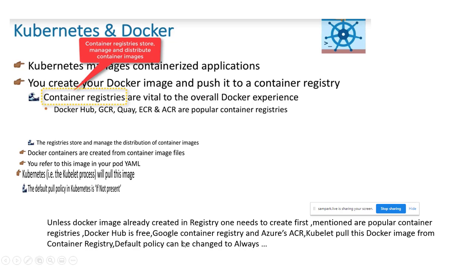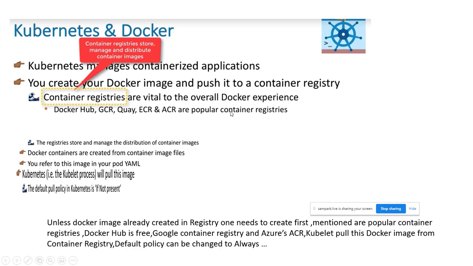Another is Google Container Registry, GCR. These are the popular ones. ECR is Amazon's Elastic Container Registry, and ACR is Azure's Container Registry. Docker Hub is a publicly hosted registry. Anyone can access it. You just create a Docker image and push it.